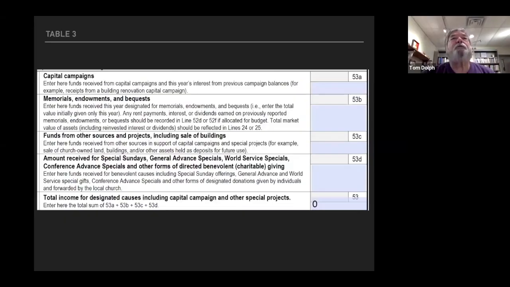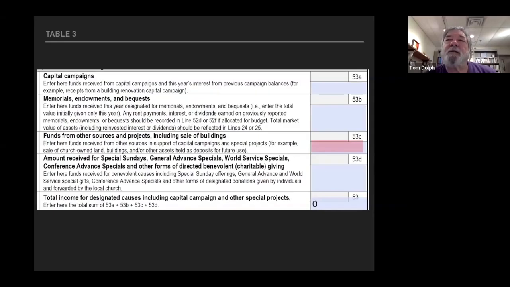However, these are for funds not necessarily for use in the current year. These are funds held for special projects, for designated funds, even if they are spent within the current year. These are not normal operating expenses. If you receive money for capital campaigns, memorials, endowments, bequests, any of those kinds of things, it goes here.